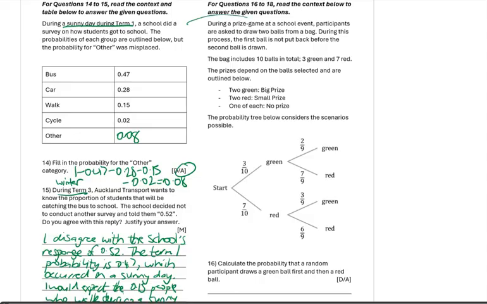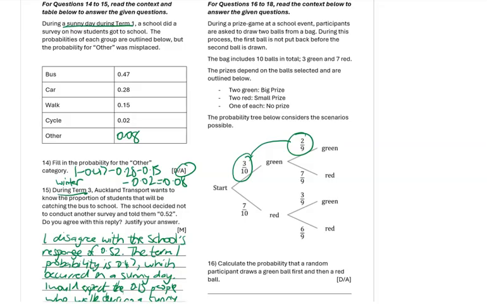So we've got a prize game that has happened during the school event. A participant is drawing 2 balls from a bag. During the process, the first ball is not put back before the second ball is drawn. If you look down to the table, you can see how the probabilities are changing between the first and the second draw, and that reflects that. Once you've taken out the first ball, the options to pick from for the second ball does change.